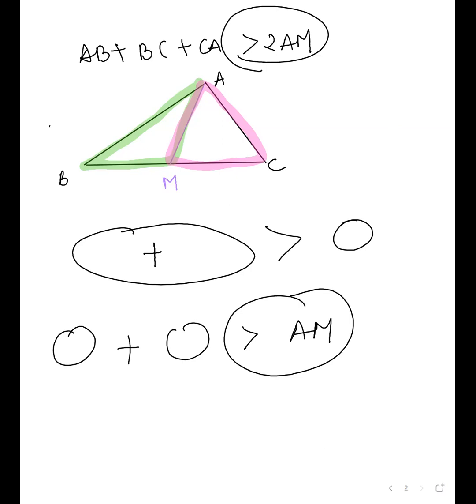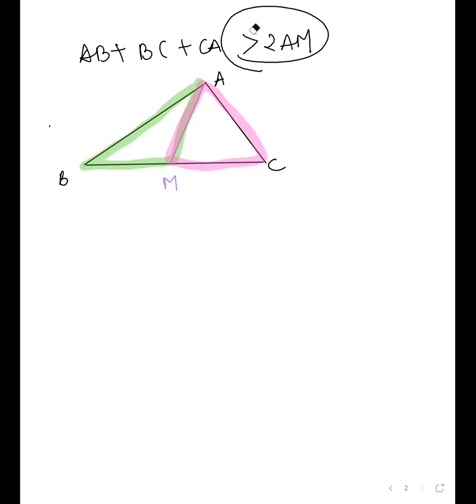Are you understanding till here, Hiba? Yes. Okay, so the sum of which two sides is going to be greater than AM in the green triangle? Can you repeat the question again? The sum of which two sides is going to be greater than AM in the green triangle? BM and AB. Very good. BM and AB.